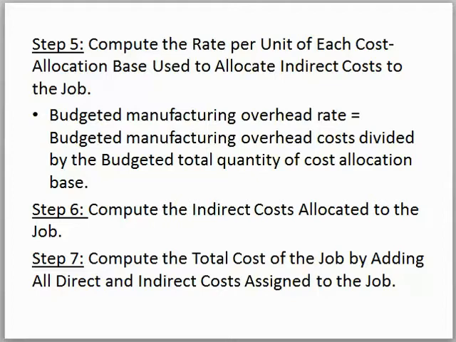Step number 6, compute the indirect costs allocated to the job. Step number 7, compute the total cost of the job by adding all direct and indirect costs assigned to the job.